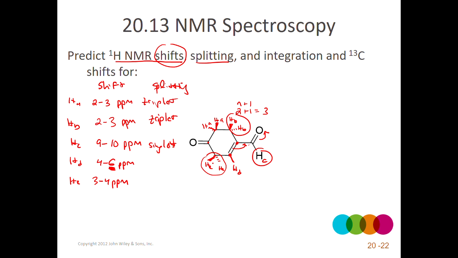D would be split by E. There's nothing here. So 2 plus 1 would split that into a triplet. And E would be split by D. There's only one hydrogen of type D to split it, so 1 plus 1 makes that a doublet. And then the integration is very straightforward. It's just the number of hydrogens of that type. So the integration would be 2, 2. There's only one hydrogen of type C, so that'd be 1. There's only one hydrogen of type D. And there's 2 of type E. For the carbon NMR, I redraw the structure here.